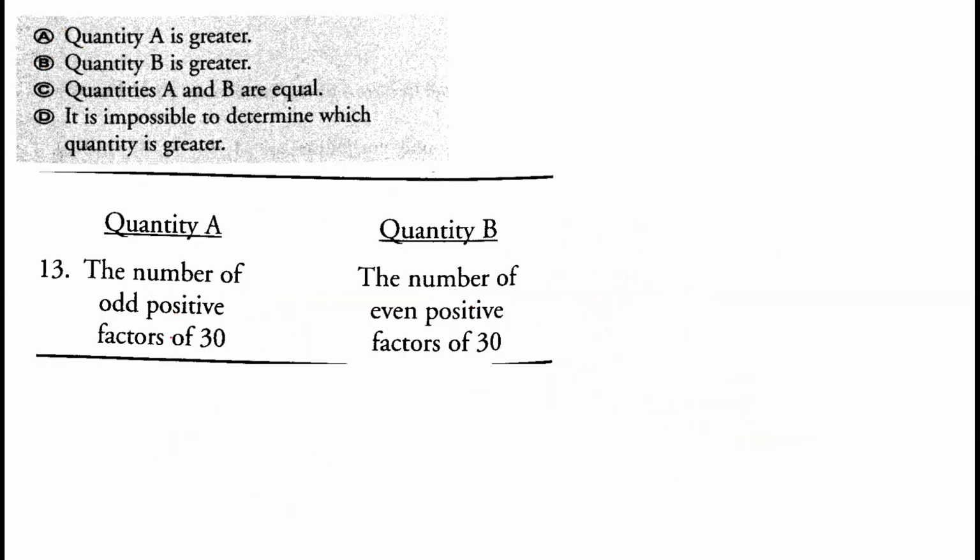The number of positive factors for 30. So how many factors of 30 do we have? So we have 1, 2, 3, 5, 10. We also have 6, 10, 15, and 30. So 30 divided by 1 is 30. It gives the whole number. 30 divided by 2, 30 divided by 3, 30 divided by 5, 30 divided by 6, and so on. So we have 1, 2, 3, 4, 5, 6, 7, 8 factors.